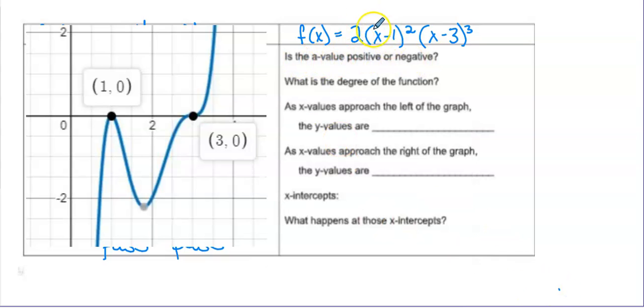Okay, is the a value positive or negative? The a value is exactly the same as it was before, so it's positive. Okay, what is the degree of the function? Add the exponents together. 2 plus 3, it's 5. The degree is 5.